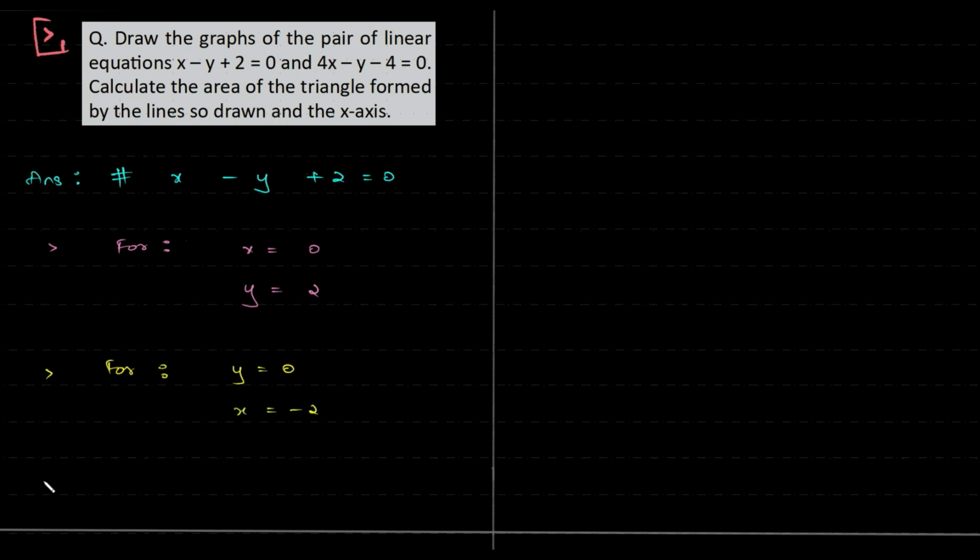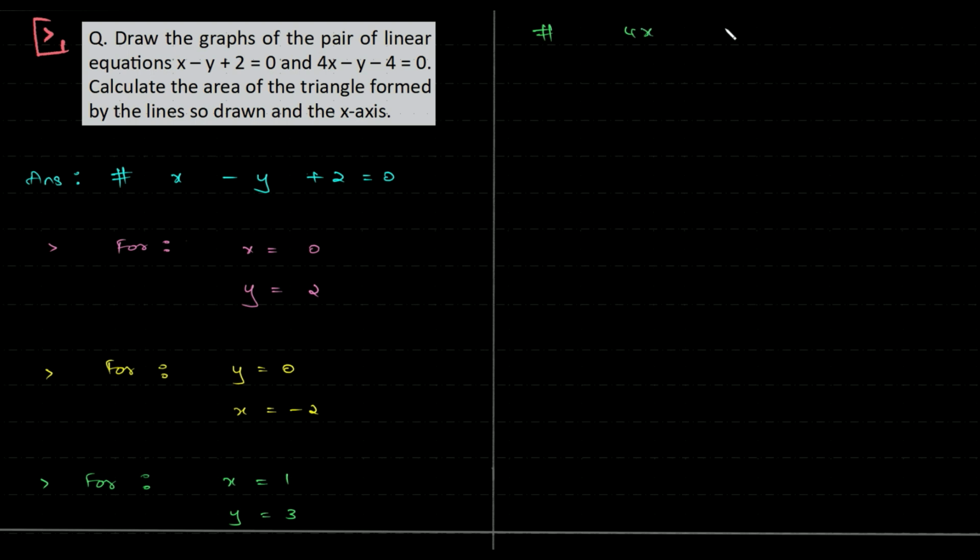Then we'll just need one more. For x is equal to 1, we have 1 plus 2, so y is equal to 3. Okay, so we have 1 minus 3 plus 2 is equal to 0. Yeah, we can tabulate it later.